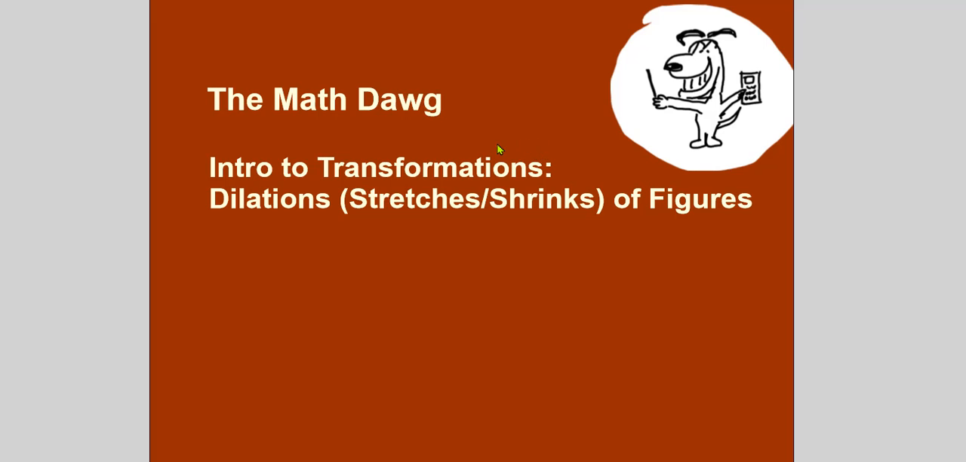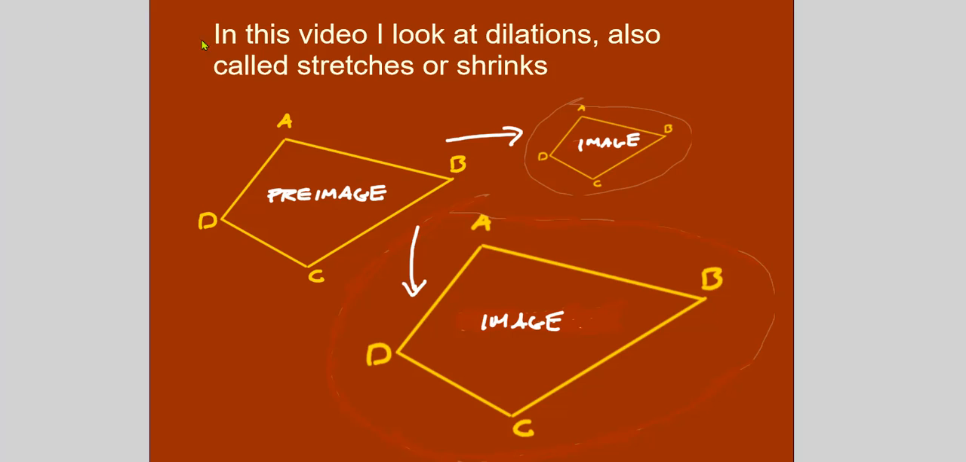In this video I look at an introduction to transformations, and I'm going to look at specifically dilations, which are stretches or shrinks of figures. So let's get started. In this video, again, I look at dilations, also called stretches or shrinks. We have officially what we call a pre-image, which is our starting figure, and we do something to the figure and we get an image.